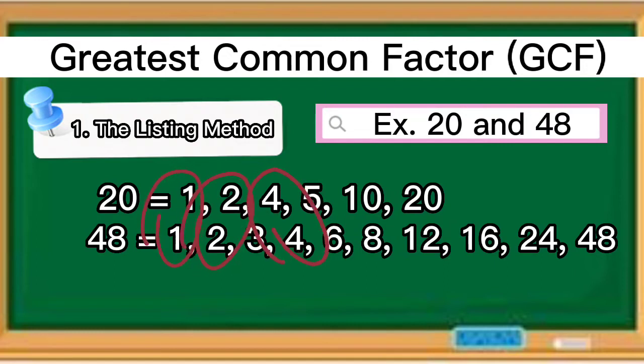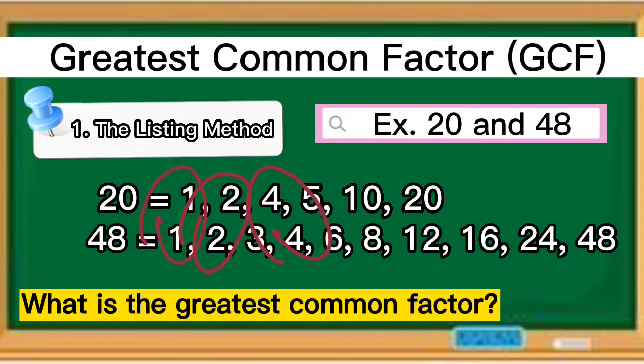We find that there are only 3 common factors. So now, what is the greatest common factor among these 3? Yes, you're correct. The greatest common factor is 4. So the answer is 4. Congratulations! Now the next method we will use is the tree method.